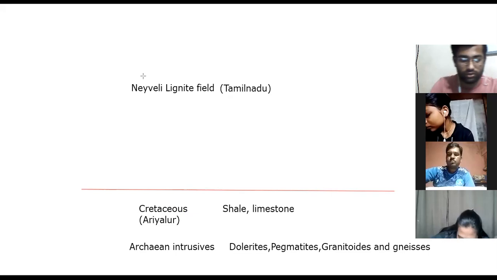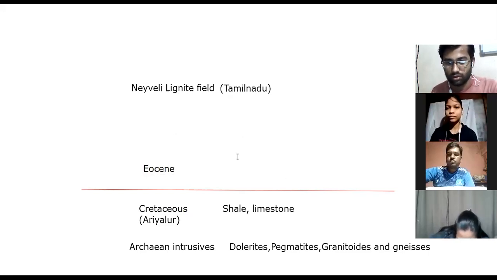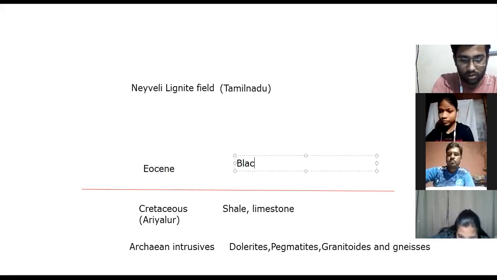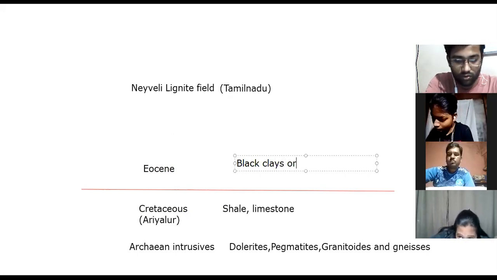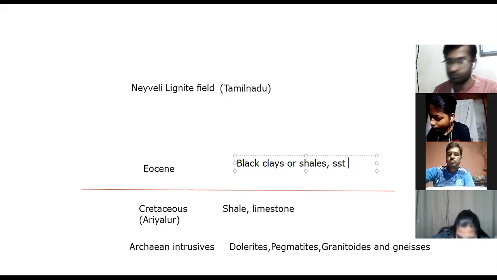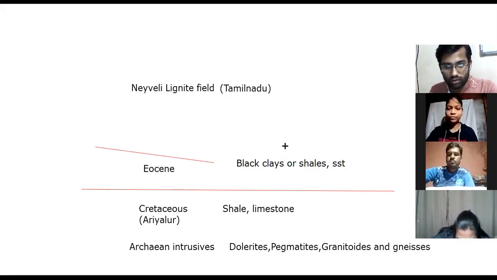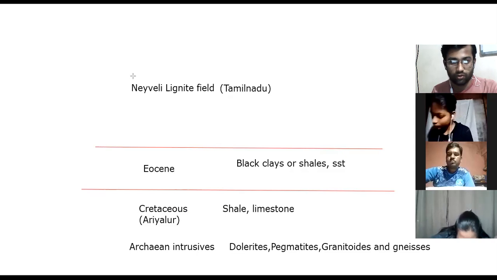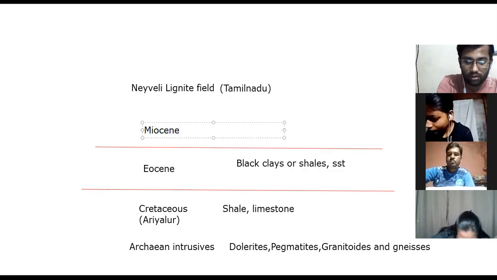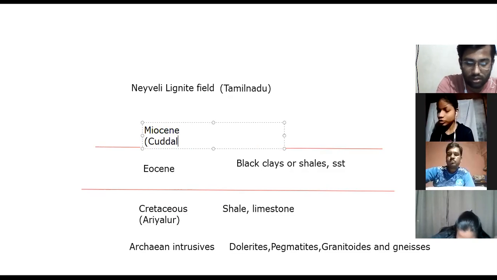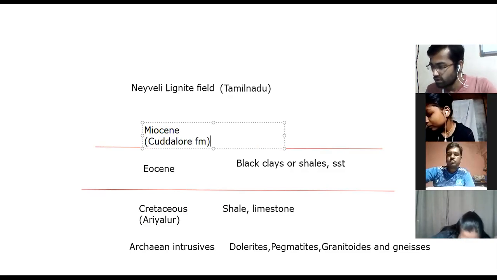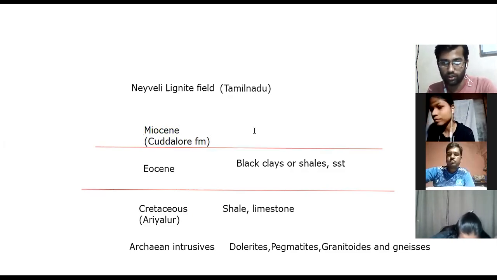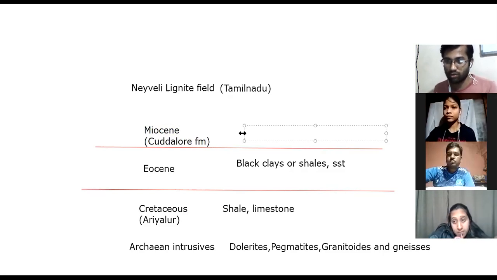Above which you have the Eocene formation. Here you have black clays, shales, sandstone. And again, you have unconformities. Then above which you have the Miocene Cuddalore formation. This is important. Why? Because we are actually mining lignite from this formation. Many times questions are asked, from Cuddalore formation in Neyveli, Tamil Nadu.